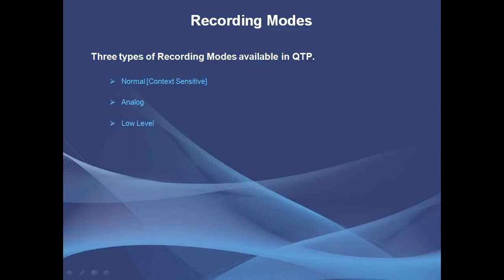Hi everybody. In this video, I'm going to discuss the different recording modes in QTP. There are three types of recording modes available in QTP. Those are normal recording mode, analog recording mode, and low level recording mode. So first, I'm going to start with normal recording mode.